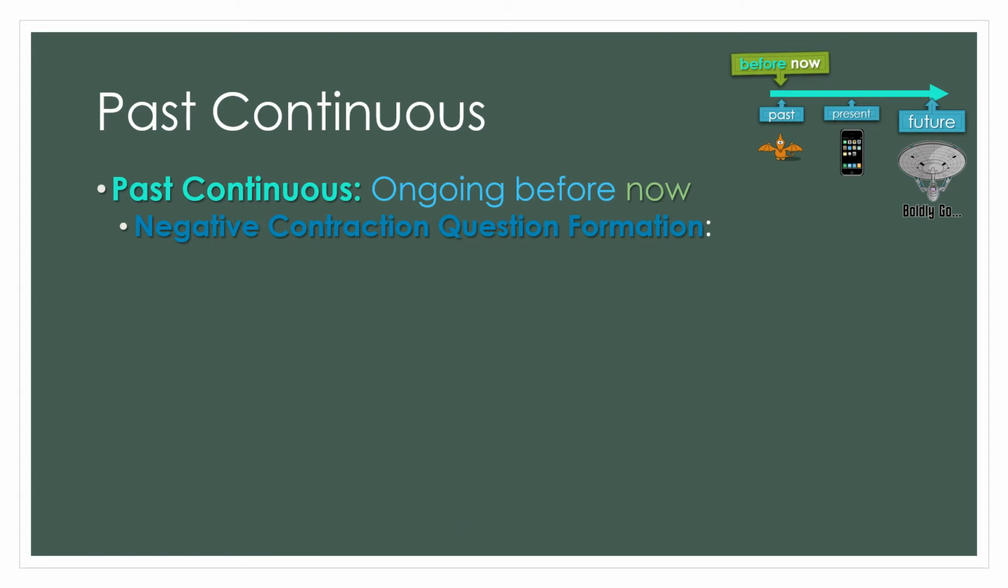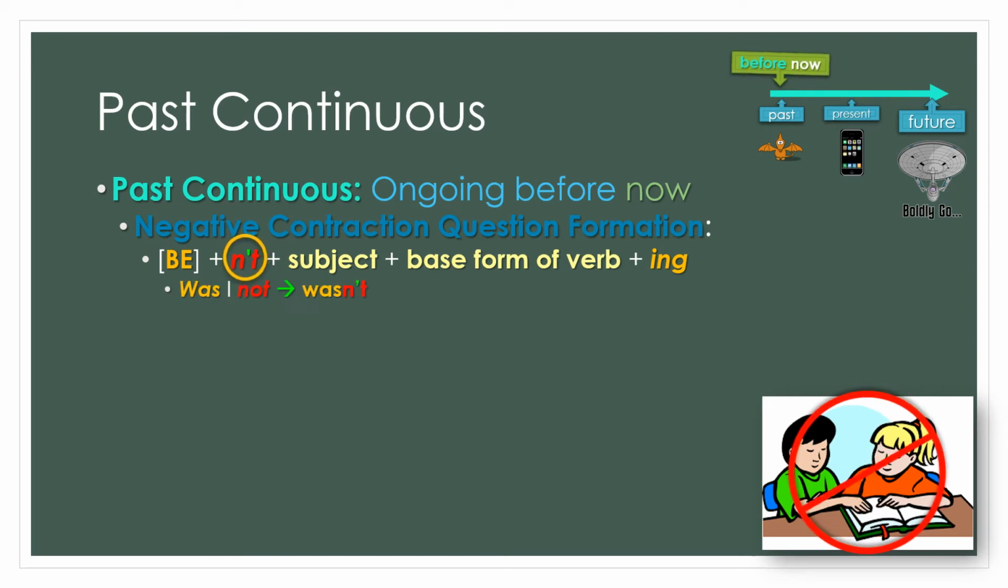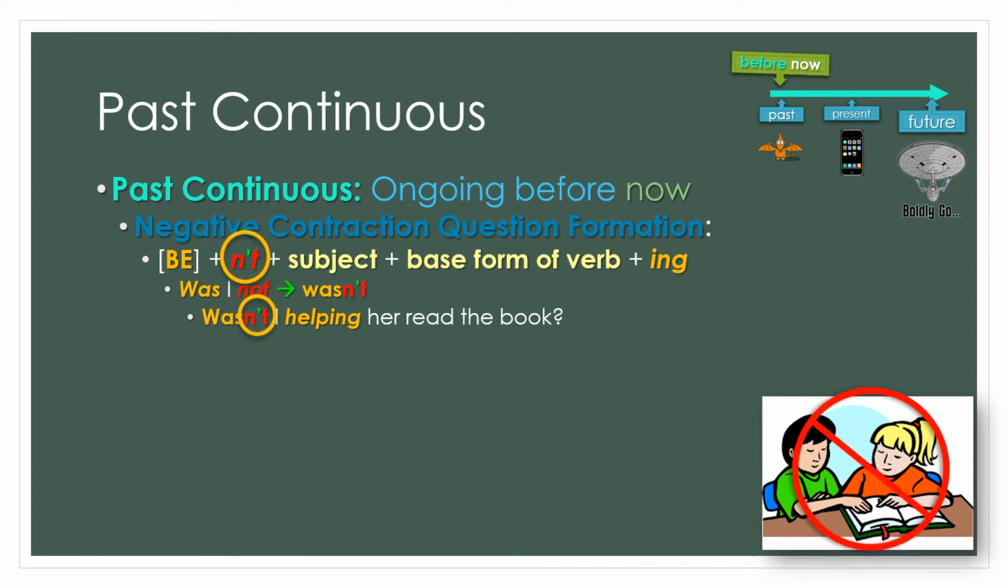If you wish to form the negative contraction in a question, all you'll do is combine the negative contraction form with the question form. You will have the appropriate form of the verb be in the past tense plus the n't, like the negative contraction form, and the subject after the verb be, just like in the question form. So was I not becomes wasn't I? Wasn't I helping her read the book?